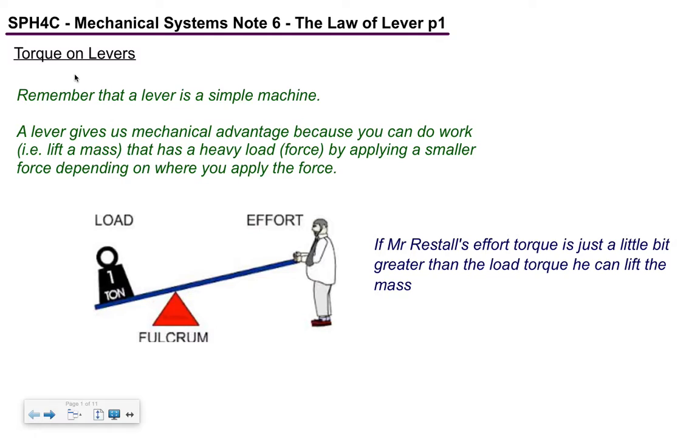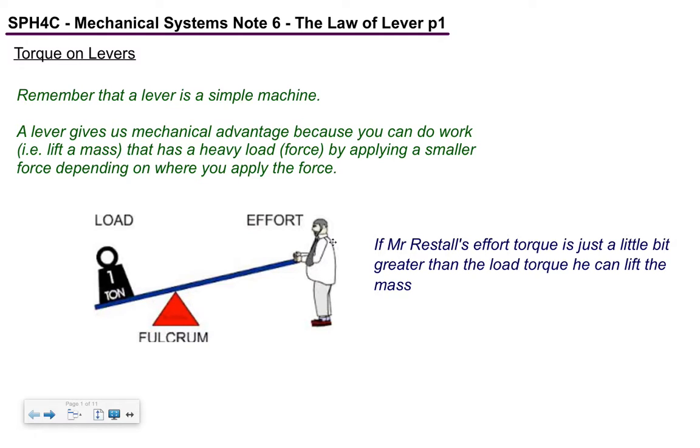So we studied the idea of torque last time, and torque is just the product of force and distance. It's basically a rotational power, a rotational force. In this situation, I found this on the internet, and I thought it looked like Mr. Restall. But if you look at a lever and you want to do work, you can lift this mass. So a lever gives us mechanical advantage because you can lift a mass by using a smaller force depending on where you apply it, right?